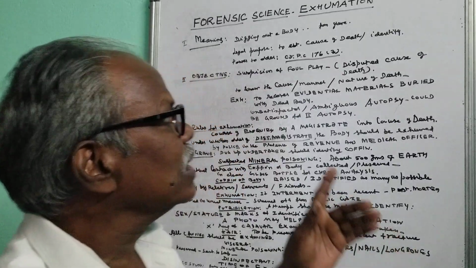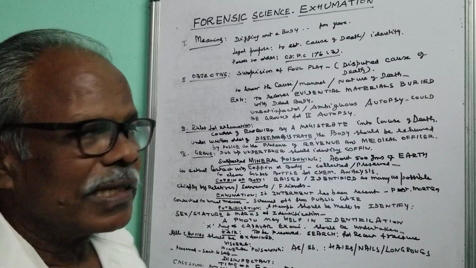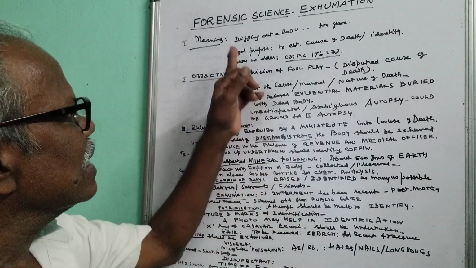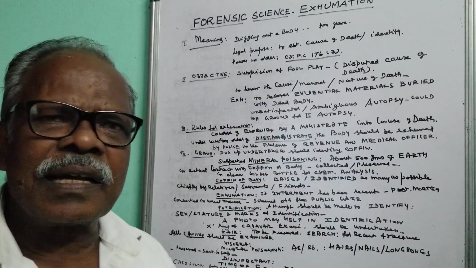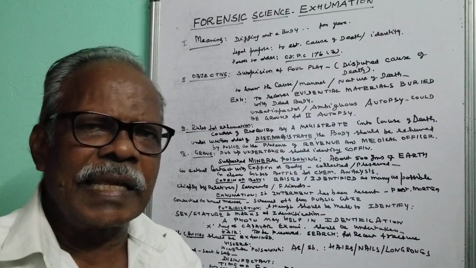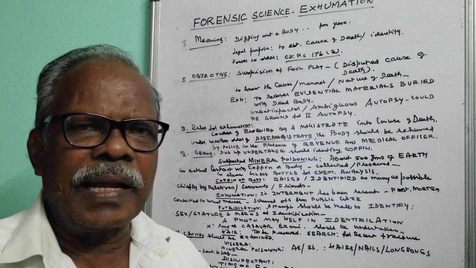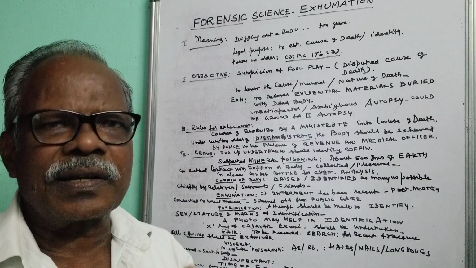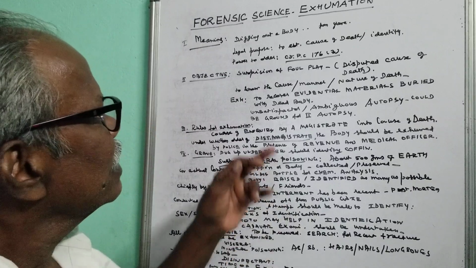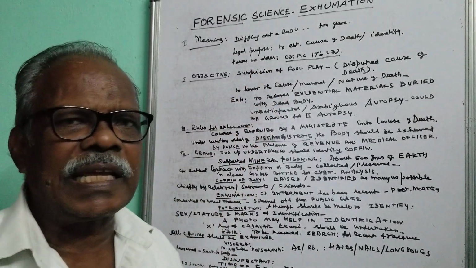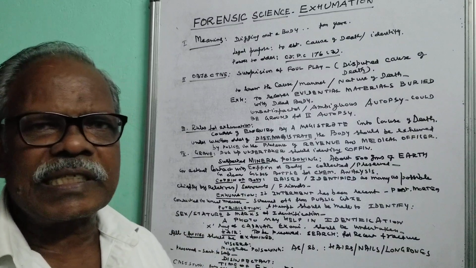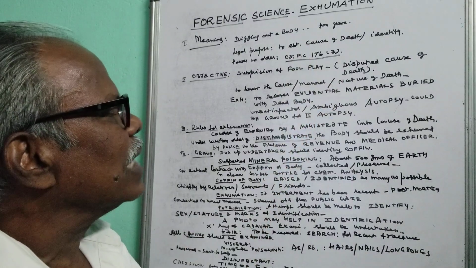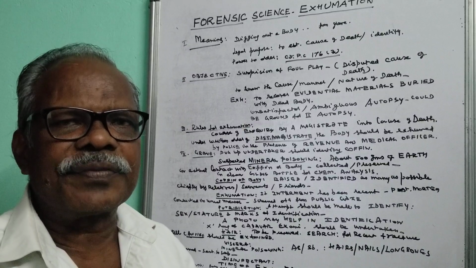So we are going to see about the exhumation meaning. First, the meaning we'll see. Exhumation means digging out a body and taking the body for post-mortem. So what is the legal purpose behind it? To establish the cause of death and the identity of a person.